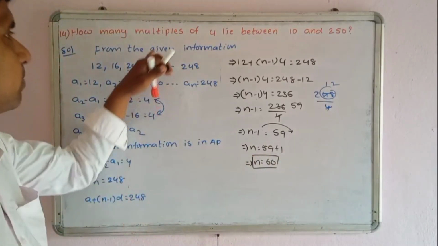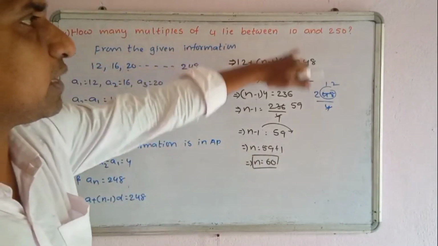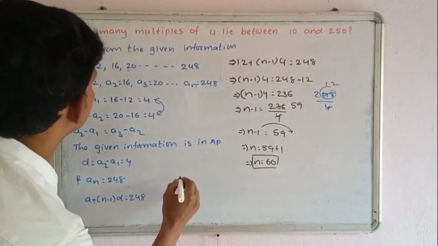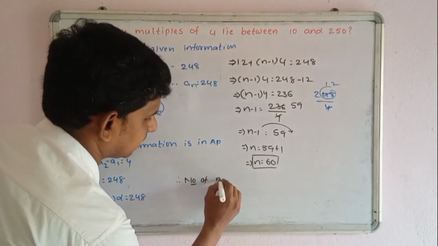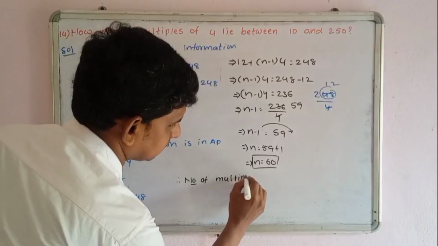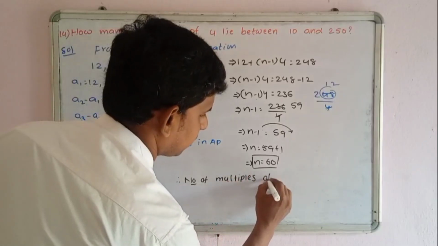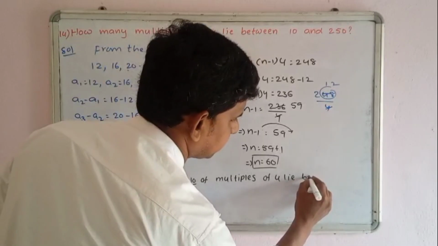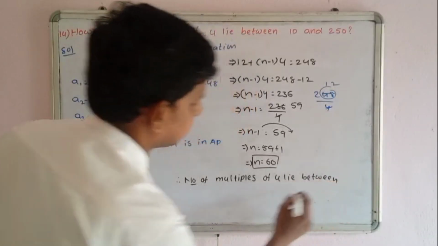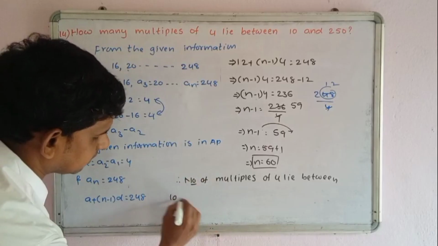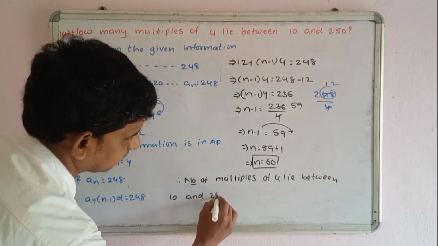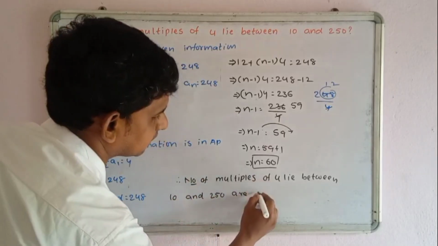So the number of multiples of 4 that lie between 10 and 250 is 60. Therefore, the number of multiples of 4 that lie between 10 and 250 are how many? 60.